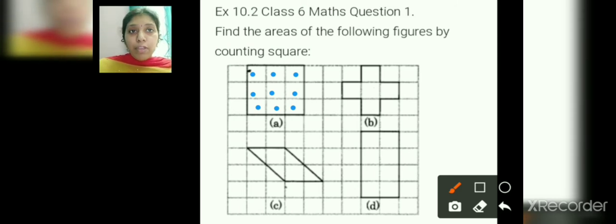What is the unit? Here meter or centimeter, nothing is given. What is the unit of finding area? I told you it is square units. So we have 9 square units. Clear, children? Now B question, count the number of squares. So 1, 2, 3, 4, 5. So we have 5 square units. Clear?